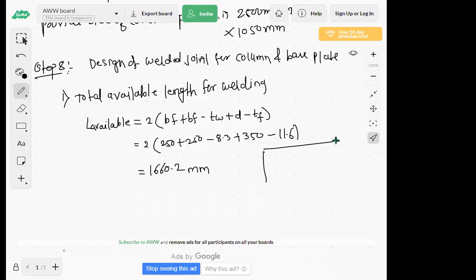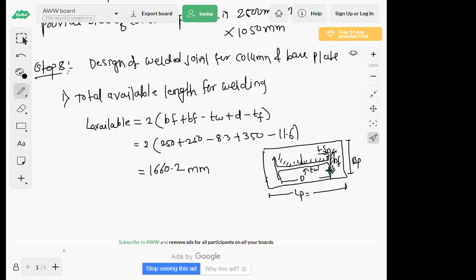It means this is your LP, this is the width of plate, this is the depth, this is the width of flange, this is the TW, this is the TF, and we have to weld in this area. So this is the available length that we have to calculate.